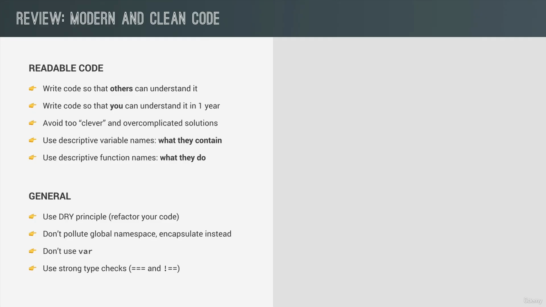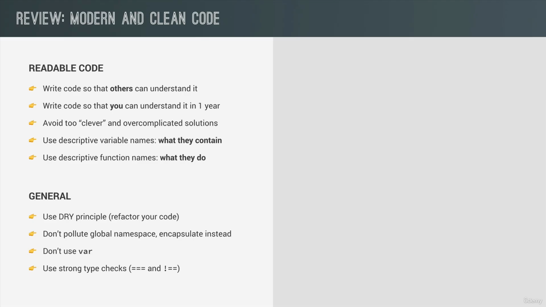Also, you shouldn't use var for declaring variables, right? I've mentioned this one many times in the course, so by now you already know that you should always use const, and only if you want to change any variable, then use let, but never var. And finally, you should always use strong type checks. So always use the triple equals over the simple double equals, which do not perform type checks.